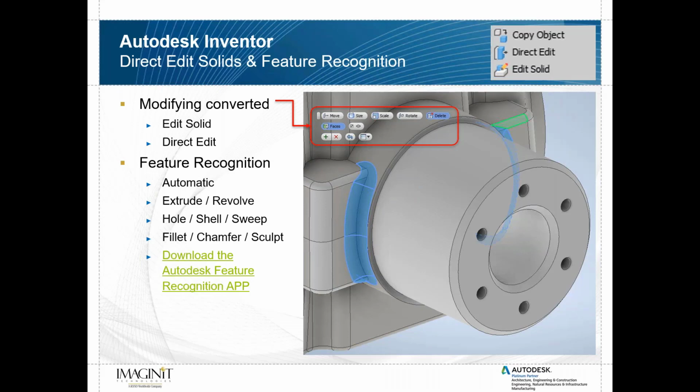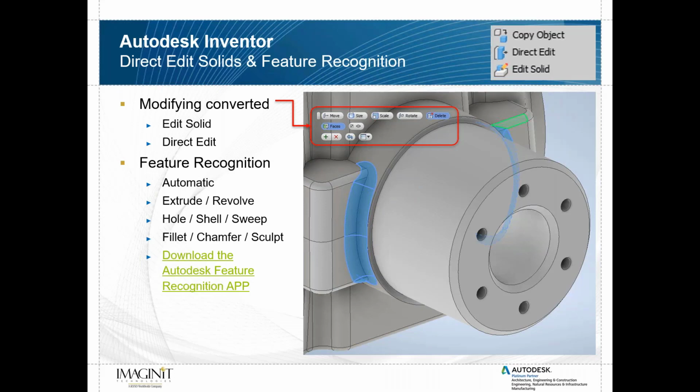Another thing that you may not be aware of, and you've seen it on the screen here, is feature recognition. It is available with Inventor. It's not a released feature, it's a beta feature. So we have an app that we can download, and the application was developed by Autodesk, and they call it just that, feature recognition. And like I said, it's a beta app, so use it with caution.